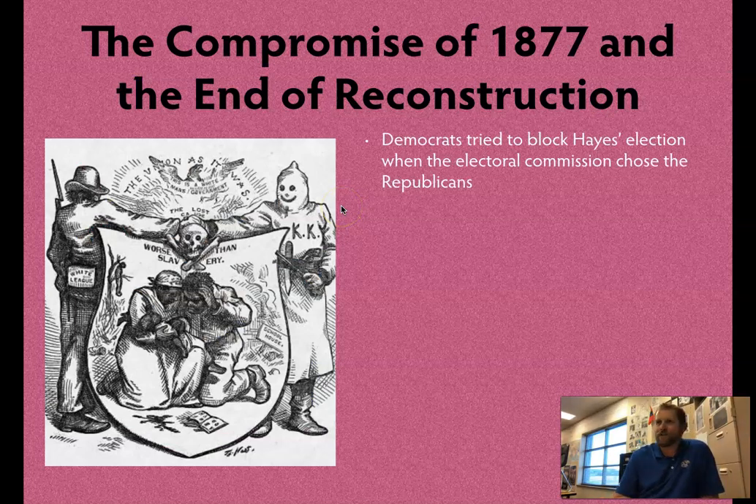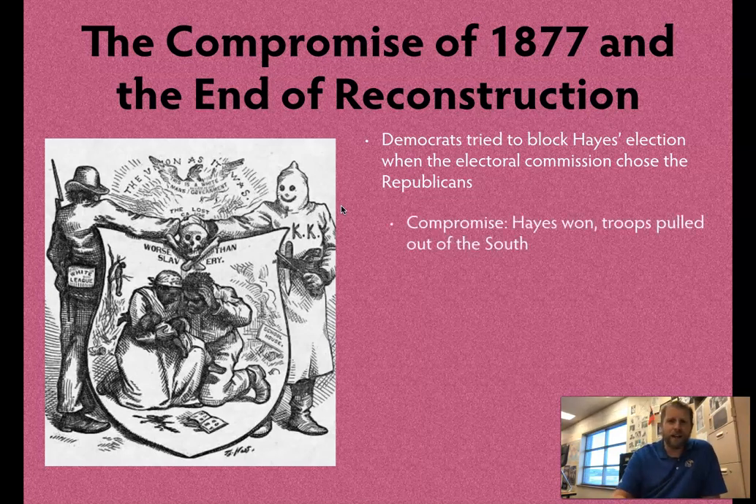The Democrats tried to block Hayes' election when the electoral commission chose the Republicans. They had a 1 vote advantage in this commission: 8 Republicans, 7 Democrats. And finally, the compromise wins out. Literally just days before Inauguration Day, Hayes is awarded the election with the agreement that the federal troops, the occupation of the South, which had begun during the Civil War and after its end in 1865, would be finally pulled out of the South.